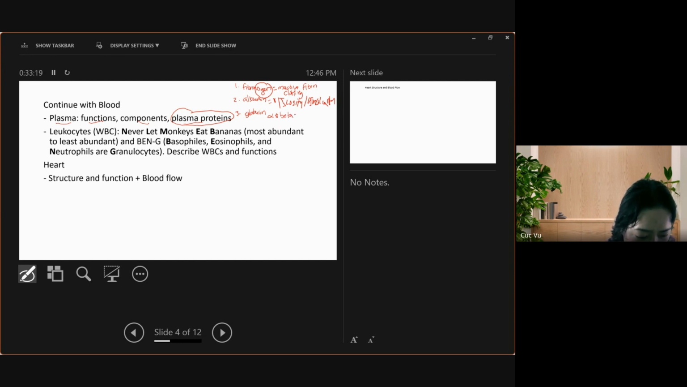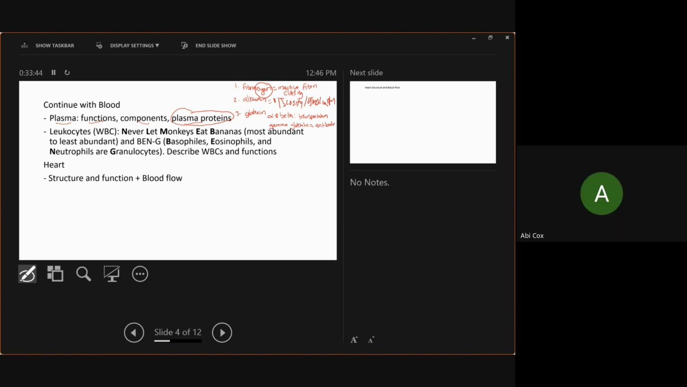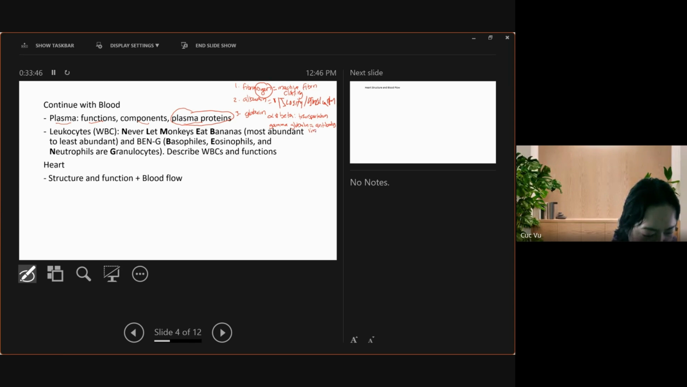Alpha and beta globulins are the ones that are responsible for transportation. They bind to things in plasma and help move it along. But you also have a third one, which is gamma globulins. Gamma globulins are your antibodies, so it's these specifically that function in immunity.